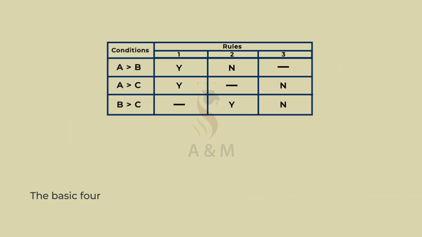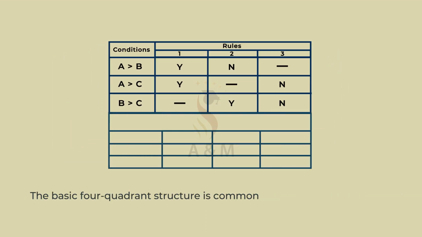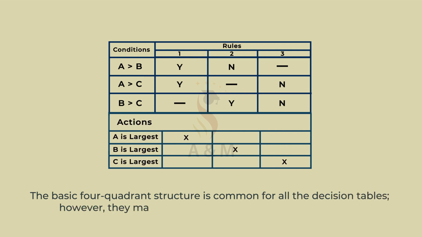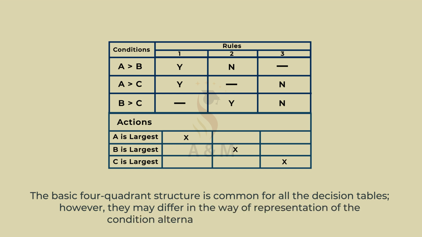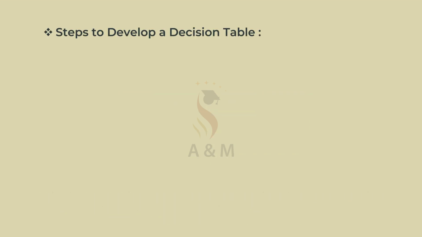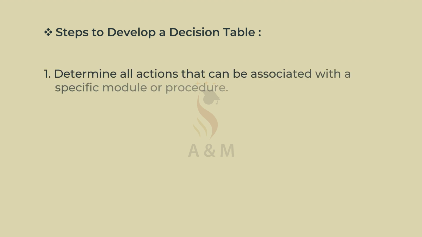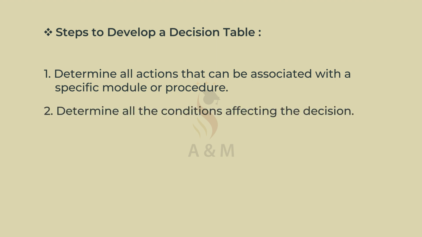The basic 4-quadrant structure is common for all the decision tables. However, they may differ in the way of representation of the condition alternatives and action entries. Steps to develop a decision table. First one, determine all actions that can be associated with a specific module or procedure. Second one, determine all the conditions affecting the decision.